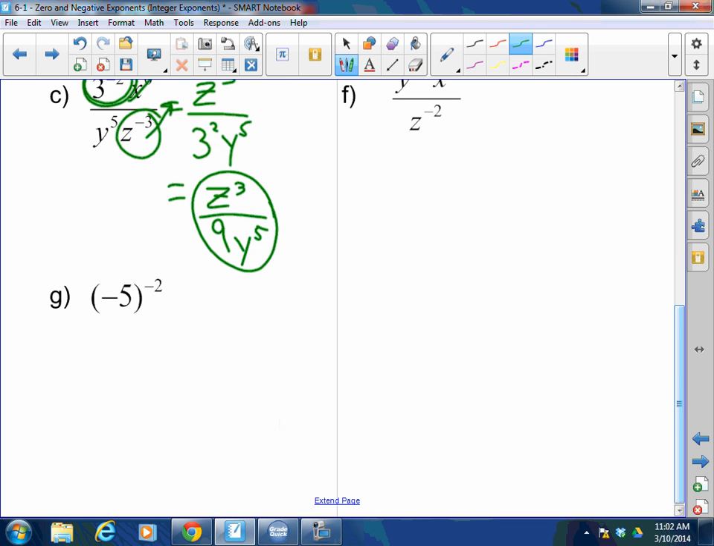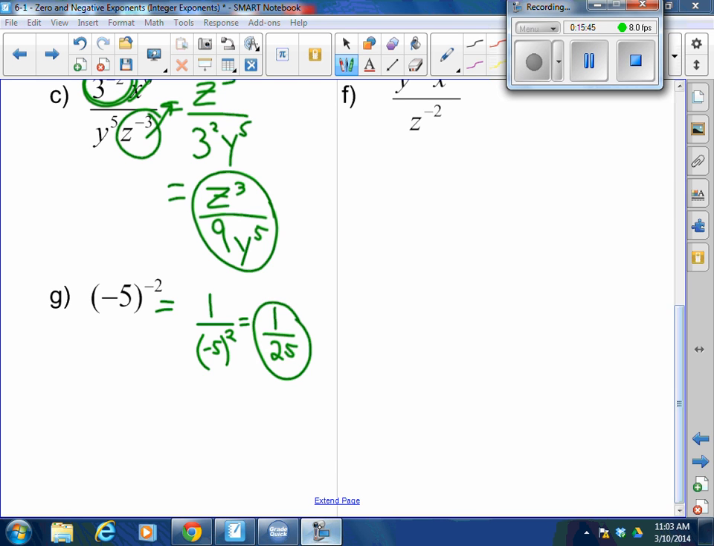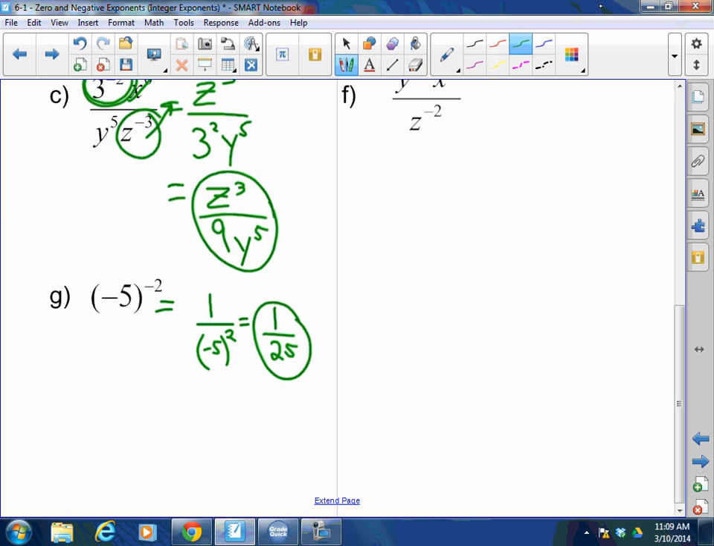I got negative 5 to the negative 2. What happens here? So this becomes 1 over negative 5 squared, which equals, not 25, it equals 1 over 25. Okay, let's continue.